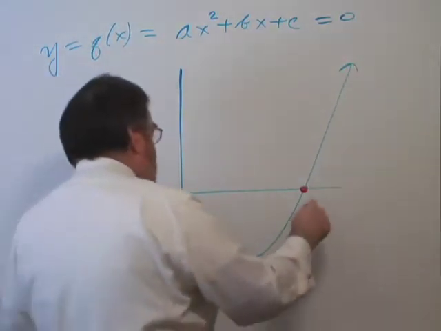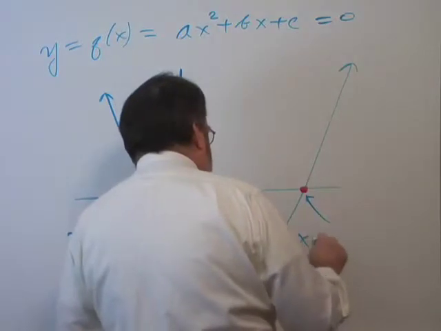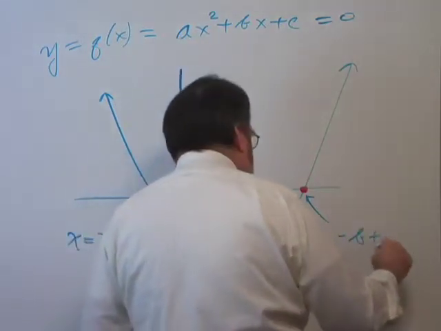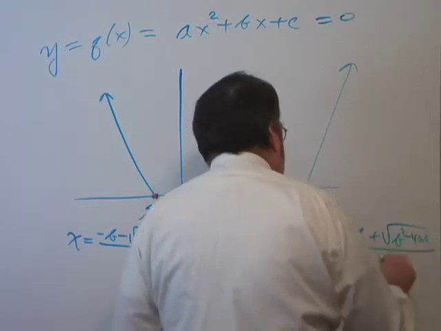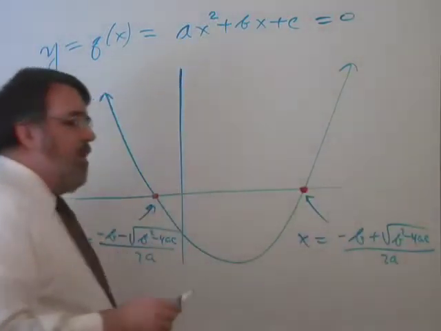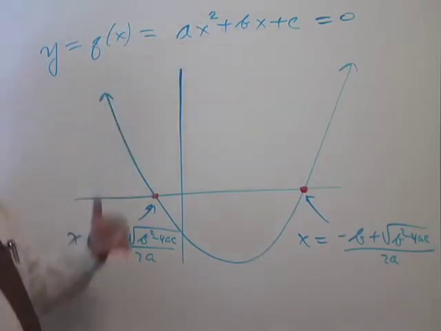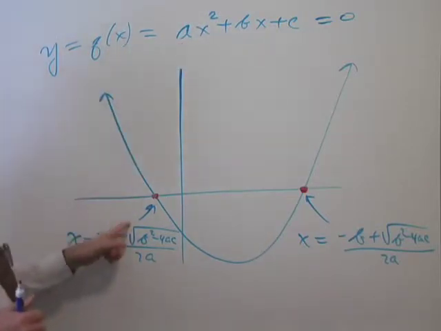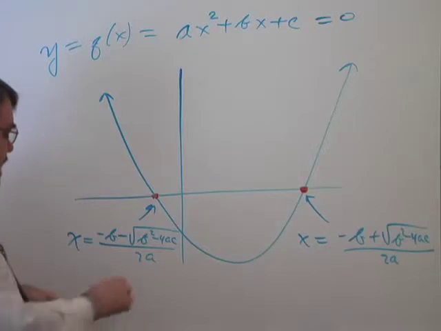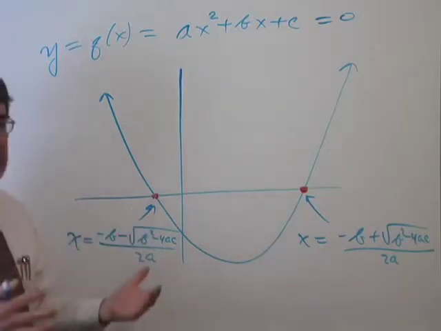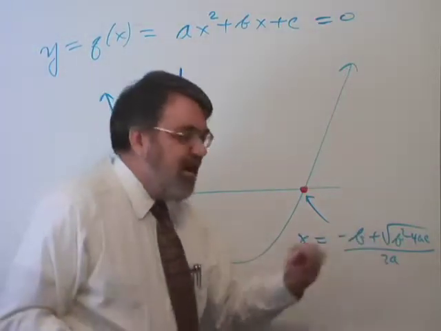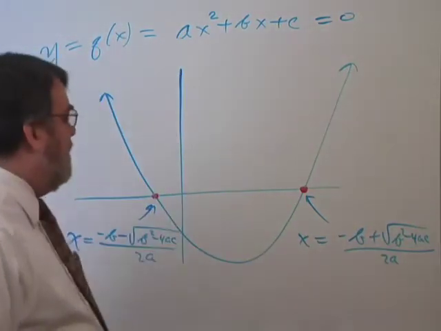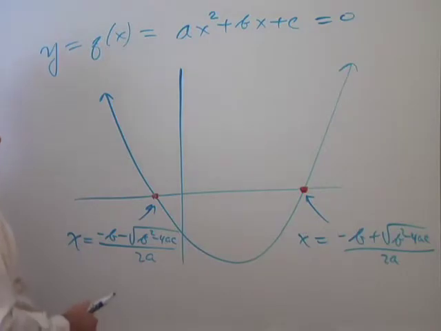And then this root would be x equals minus b plus the square root of b squared minus 4ac over 2a. So recall from the quadratic formula, when you solve it, you get minus b plus or minus the square root, all over 2a. And so that plus or minus means there are two separate answers. And why don't we call this the negative and this the positive, for the answers here.